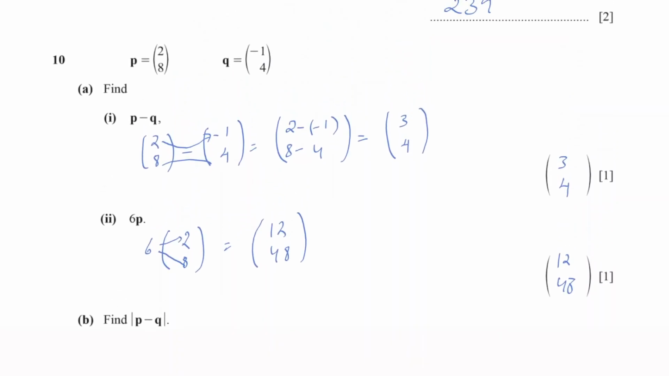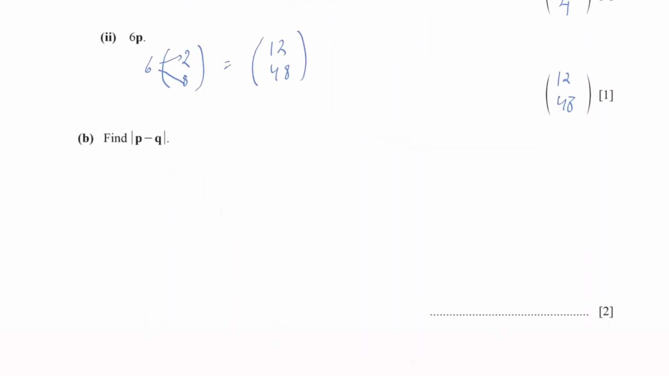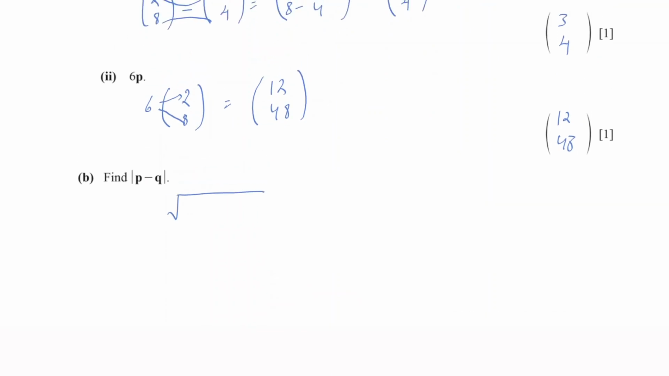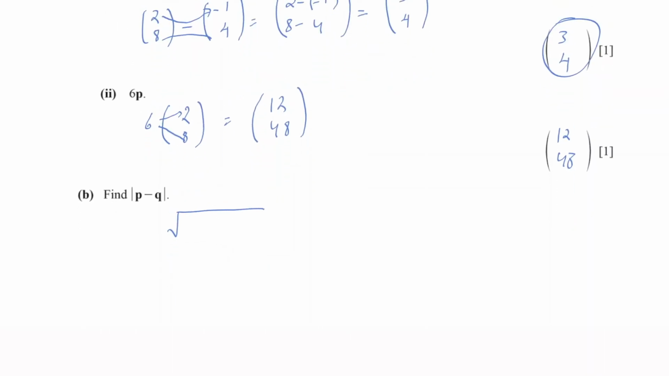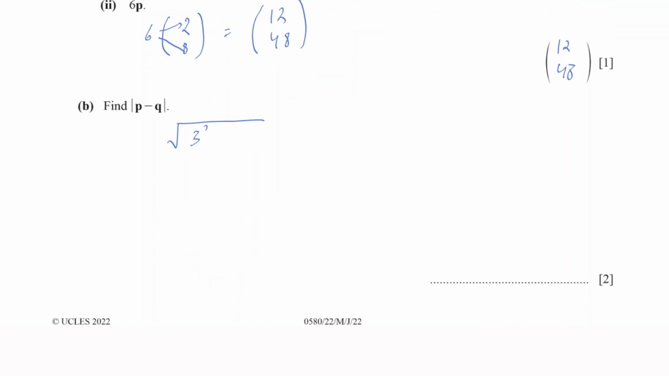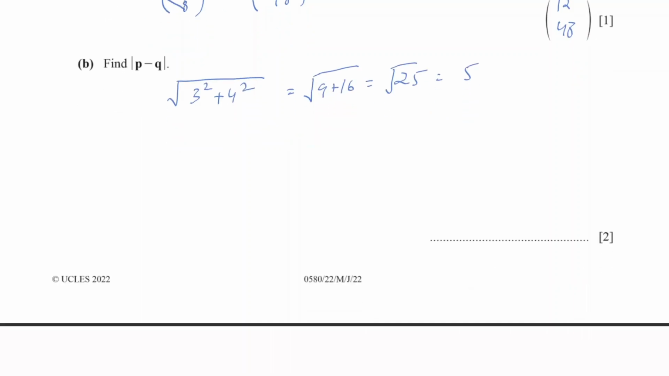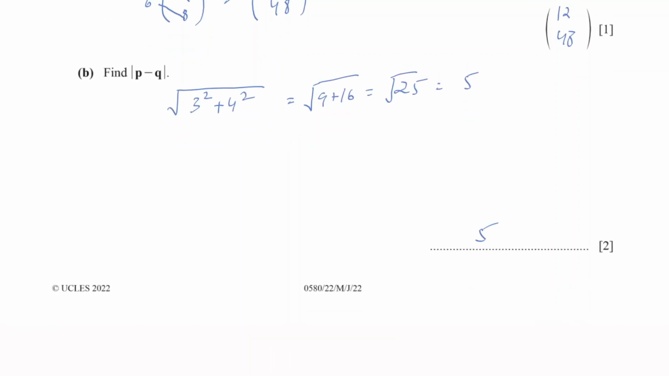Euler's, we have to use that formula, under root of... what is the value of P? We got the value of P, and this is P minus Q. P minus Q is this value, right? 3 and 4. So we will do root of 3 square plus 4 square. 3 square is 9 and 4 square is 16. So that is 25. That gives you root of 25 is 5. So the answer will be equal to 5.